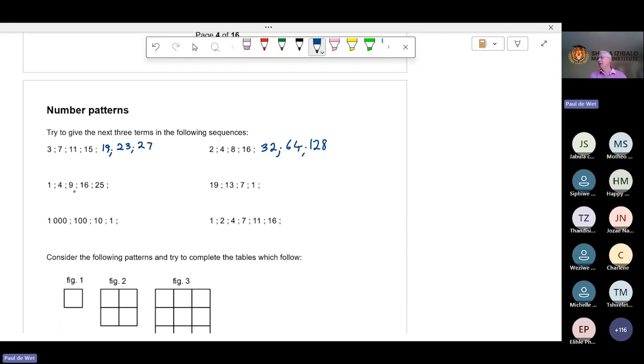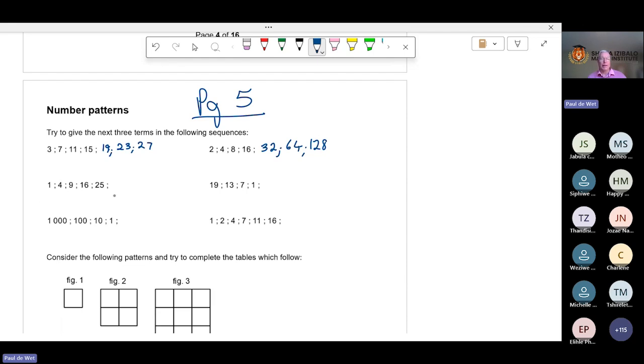Now, this one's not as obvious because we're not adding or multiplying by a fixed number. But can anybody write down just in the chat, what are these numbers? These are actually quite special numbers. We're on page 5, guys. Anybody know? Well done.